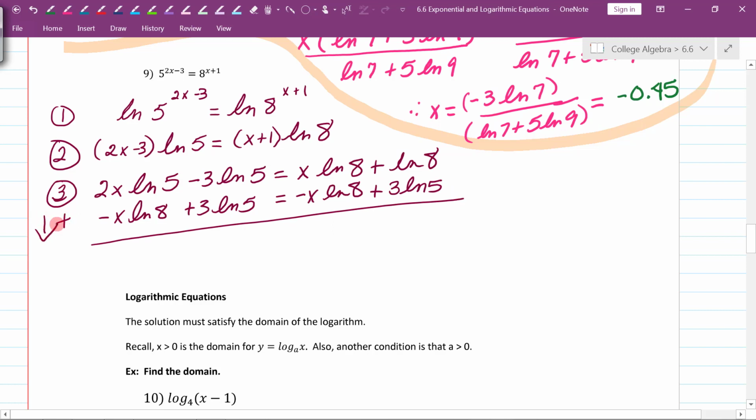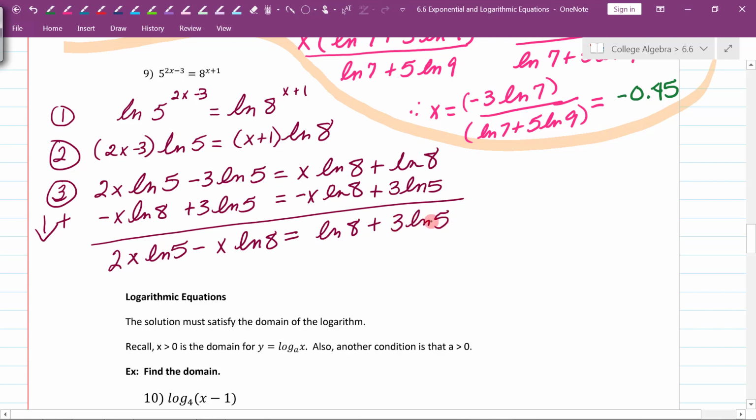2x natural log of 5 minus x natural log of 8. Minus 3 natural log of 5 plus 3 natural log of 5, that goes to 0. Bring down our equal sign. This part right here goes to 0: x natural log of 8 minus x natural log of 8 equals 0. And then I have natural log of 8 plus 3 natural log of 5.